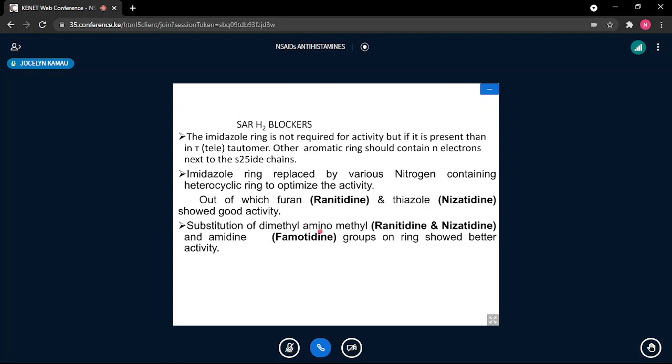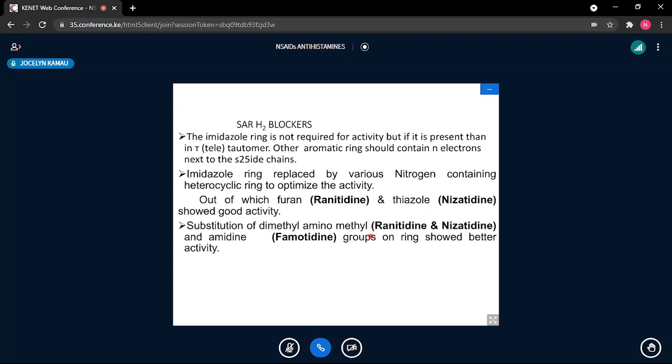Substitution of the dimethylaminomethyl: you can have a dimethylamino group in ranitidine and nizatidine, or the guanidine group in famotidine, on the ring showing better activity. In place of the methyl group found in imidazole, you find other groups, like the dimethylamino group found in ranitidine and nizatidine, or the guanidine group found in famotidine. Again, they were found to produce molecules with quite good activity.